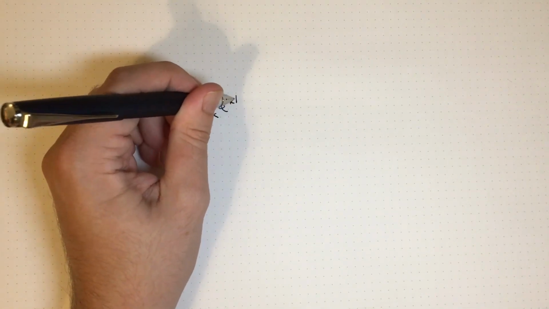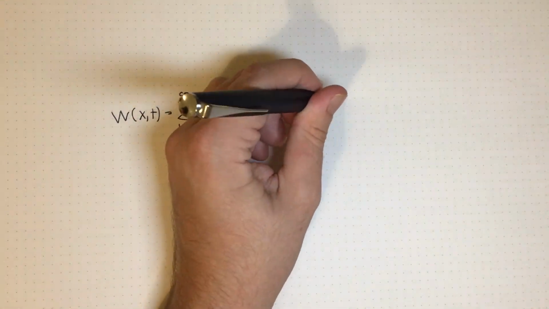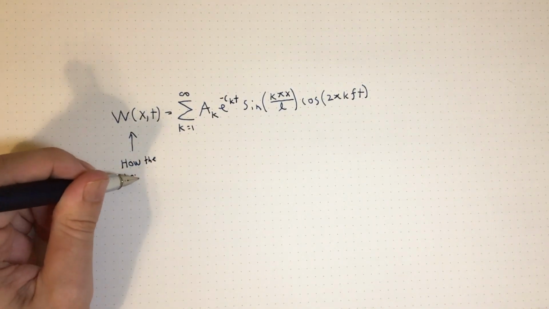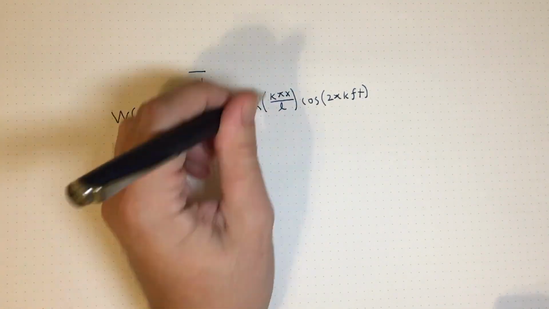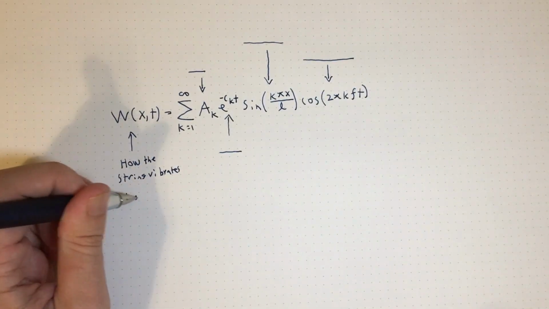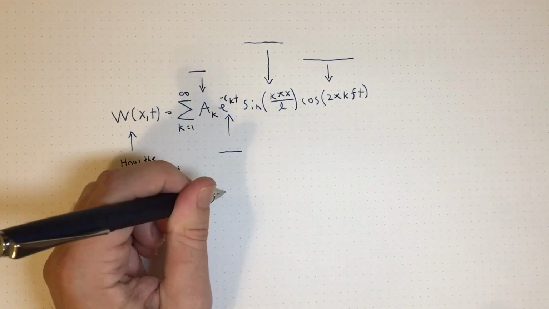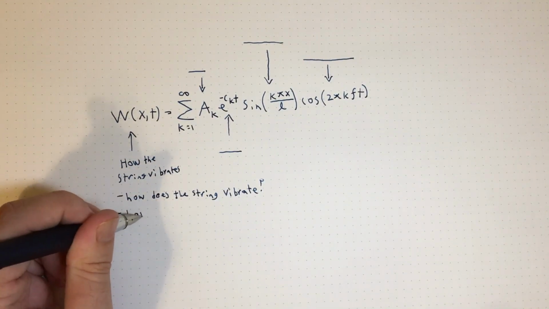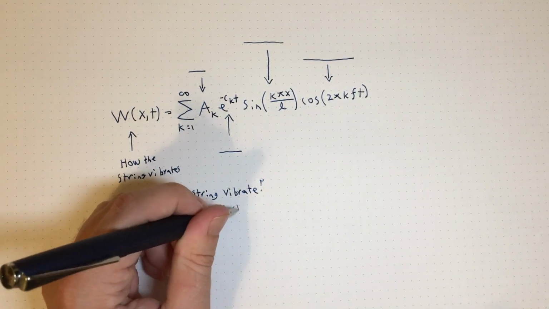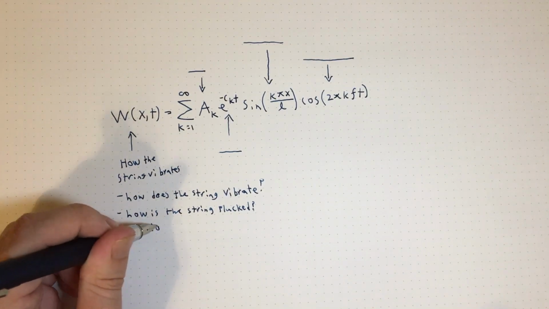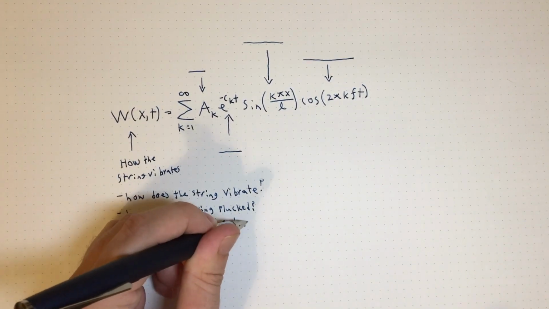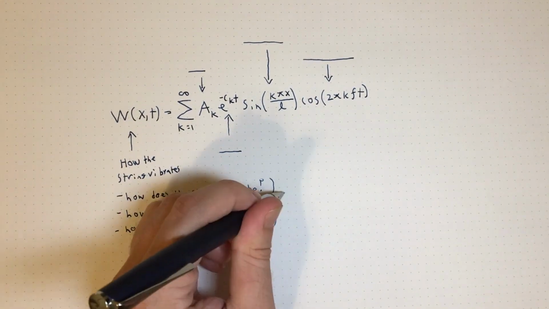The first thing I'll do is write down the final answer. This equation represents how the string moves as it vibrates. I'll explain what each part of this equation means later on, but for now I'll just say that each term answers a different question about the string. We can answer three basic questions. How does the string vibrate in time and space? How is the string excited or plucked? And how does the string lose energy or decay over time?